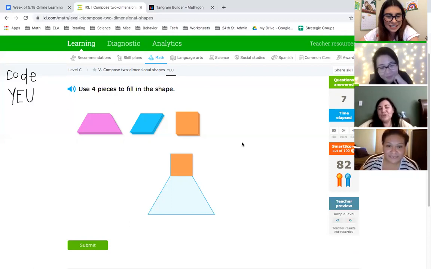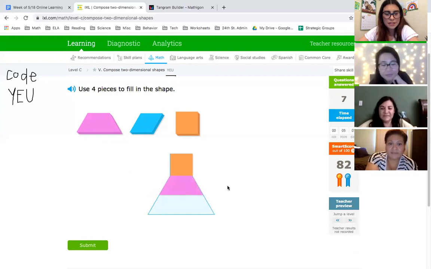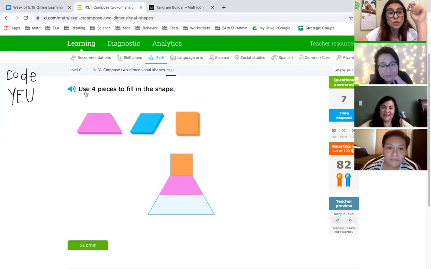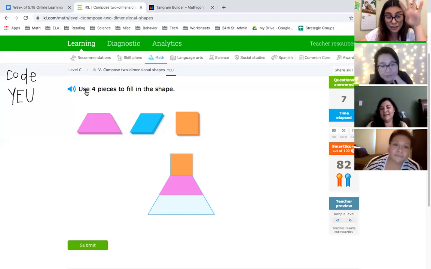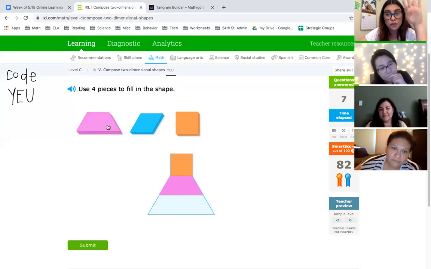I think I want to try a trapezoid. Connected to the square, but tilted. Okay, let's try that. All the way against the square. All right. It says, and I forgot to read the directions, which is very important, it says use 4 pieces to fill in the shape. So even though we have 3 different shapes, we're expected to use 4 pieces. So that's important information. So that helps us a lot.